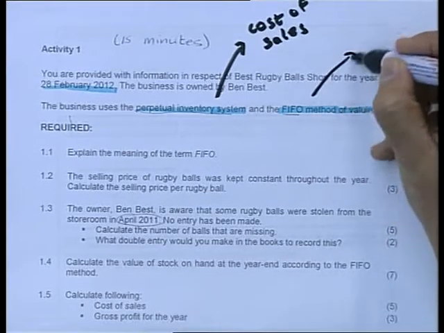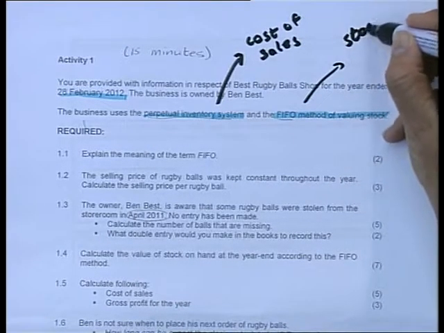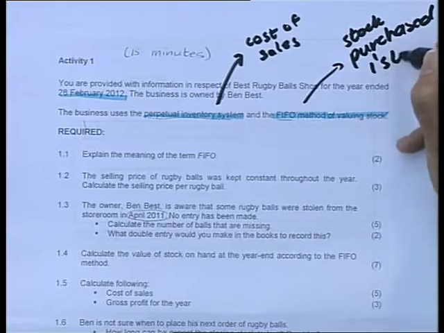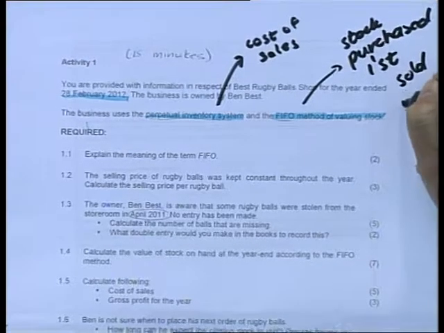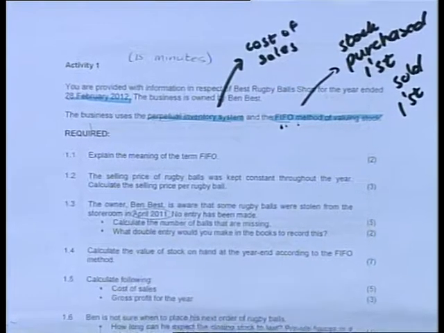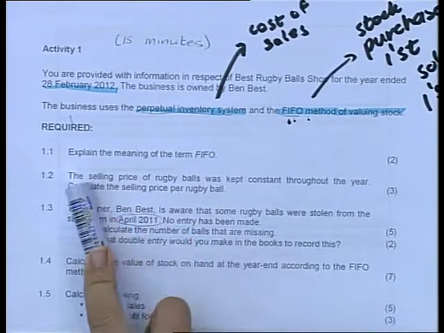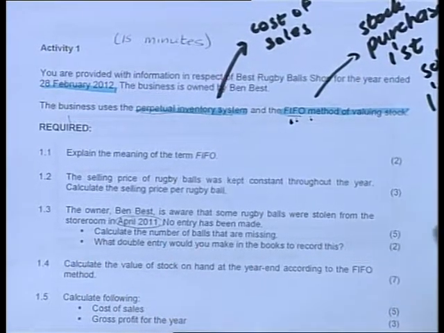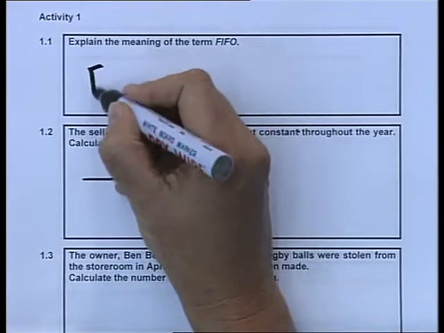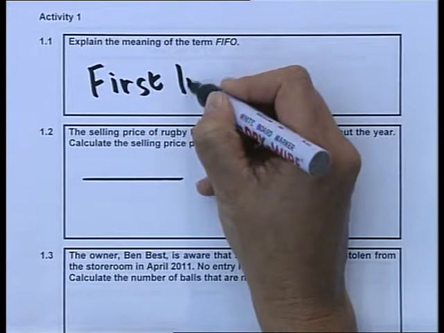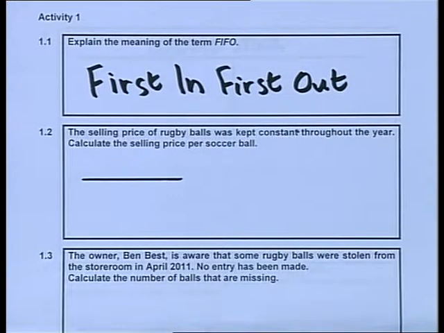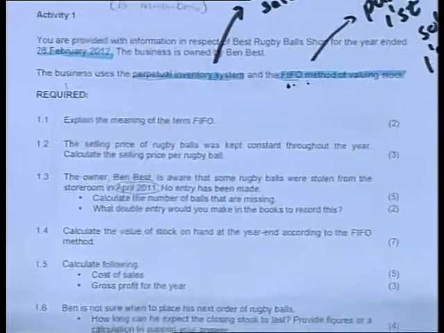What does FIFO mean? FIFO means stock purchased first will be sold first. That's what FIFO means. First in, first out. And that's the very first question as well. It says, explain the meaning of the term first in, first out. So that's very easy. First in, first out. So that's 2 marks in your pocket. Very easy.